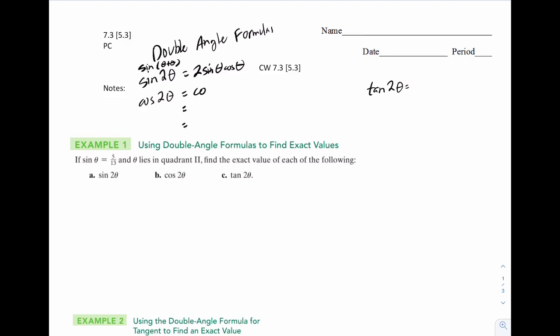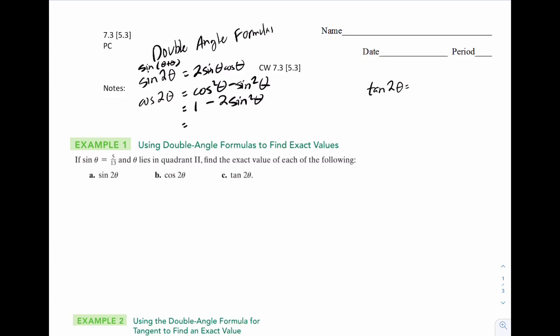Cosine 2 theta becomes cosine squared theta minus sine squared theta. Now, what's interesting about the cosine one is that there are actually two more. There's 1 minus 2 sine squared theta, and that comes from imagining that, let's change this cosine squared theta. Let's make that into 1 minus sine squared using our Pythagorean, and notice how that becomes 1 minus 2 sine squared.